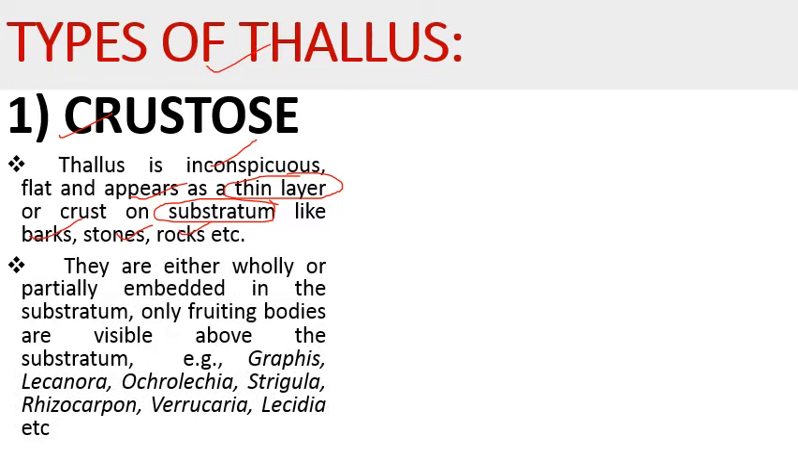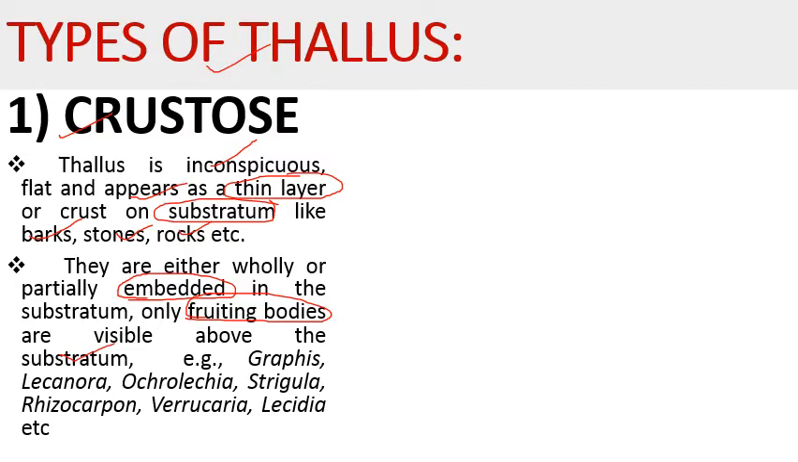Next, they are either wholly or partially embedded in the substratum. And जो fruiting bodies होती हैं, if they are completely embedded means they live inside the substratum. So सिर्फ जो fruiting bodies हैं इनकी they will appear, they are visible above the substratum.